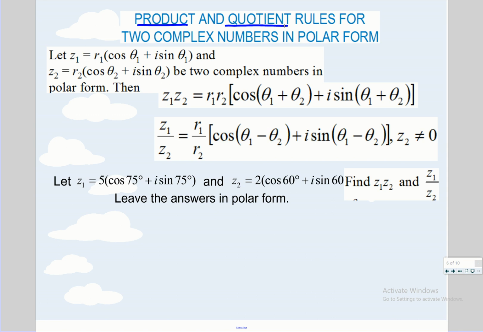All right, so we're going to do that with this set of problems at the bottom. So we've got complex number Z1, its magnitude is 5, and its argument, its angle is 75 degrees. Z2 is 2 and 60 degrees. We're going to start by finding the product, Z1 times Z2. Okay. So to do that, the first thing I need to do is multiply my r's together. My r's are 5 and 2, so if I multiply those together, I get 10. And then we add our angles together. So 75 and 60 gives me 135.